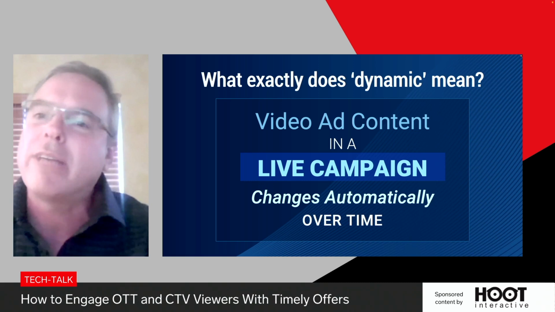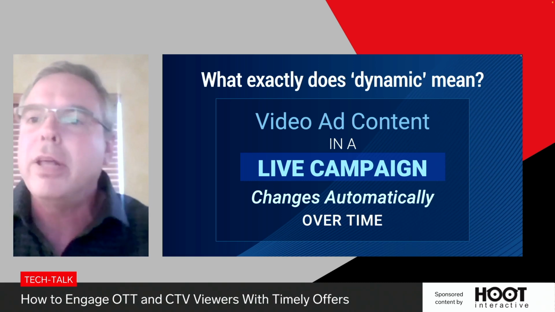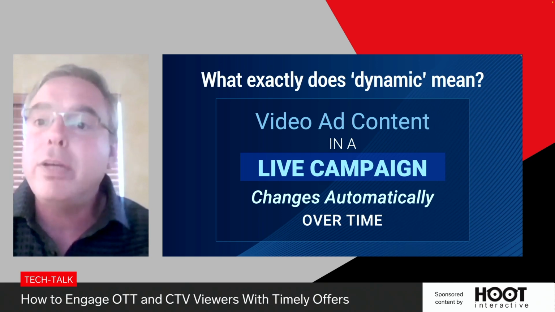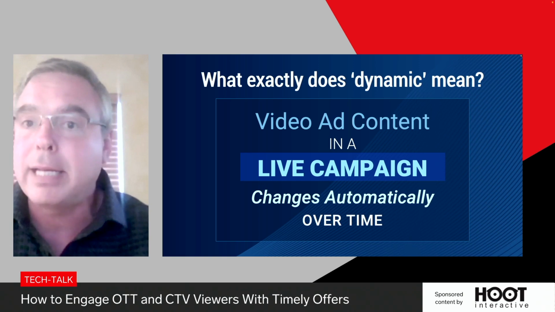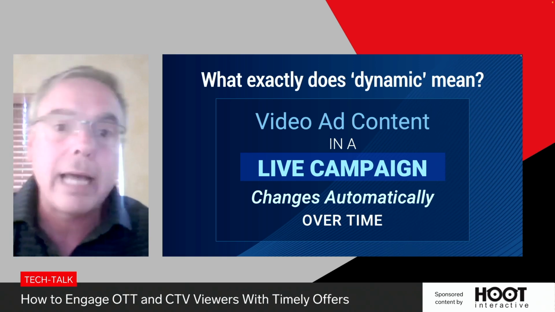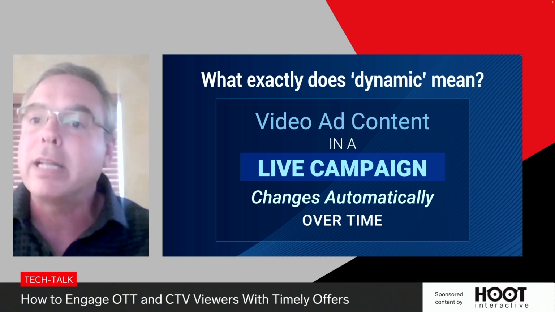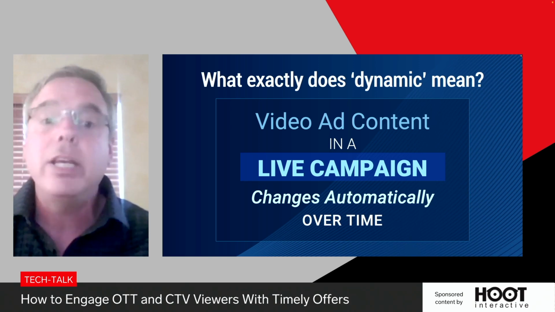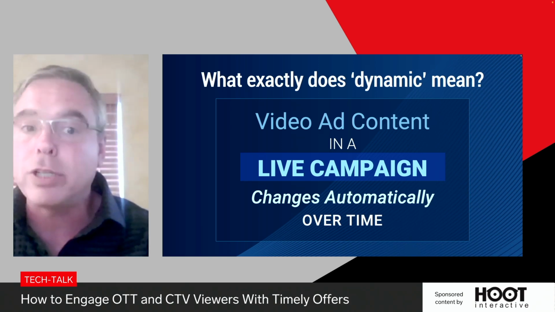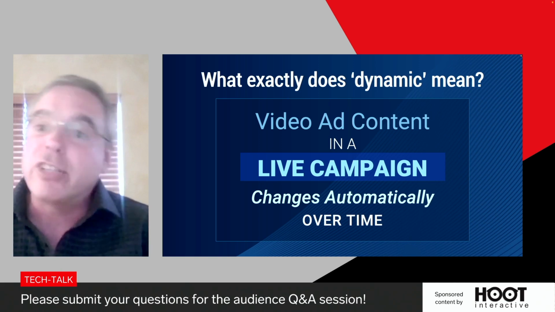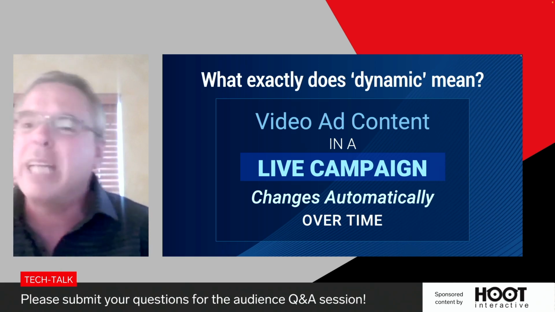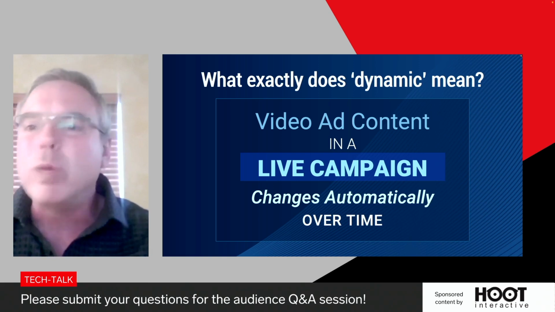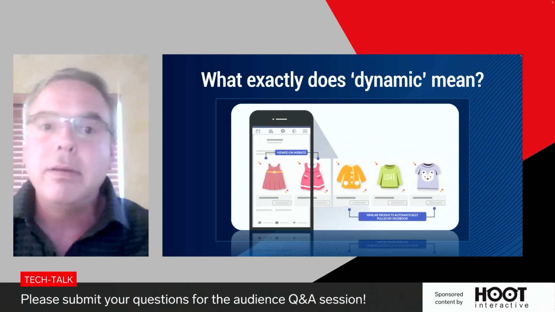So I want to make sure we go through this definition and understand the type of behavior that we'll be talking about. So for this presentation, for an ad to be dynamic, the video ad content in a live campaign, do notice that I've got that in all caps, highlighted, bolded, very important. If it's not in a live campaign, we're not going to consider it dynamic. So video ad content in a live campaign changes automatically, no human intervention, over time. And there actually could be other variables that trigger it other than time, but today we're going to talk about time.